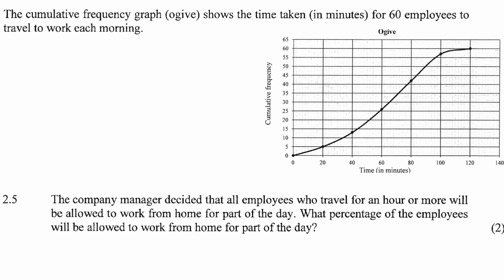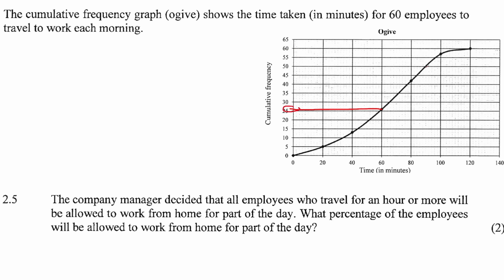The company manager decides that all employees who travel for an hour or more will be allowed to work from home for part of the day. What percentage of the employees will be allowed to work from home? Okay, so an hour is 60 minutes. So if we go from 60 up to the graph, then it's not these people, because you can see they are all under 60 minutes, but it's going to be all of these people. So you take this point at 60 and you go across, then don't say, oh, the answer is 26. Rather say it's all of these people that are above that.